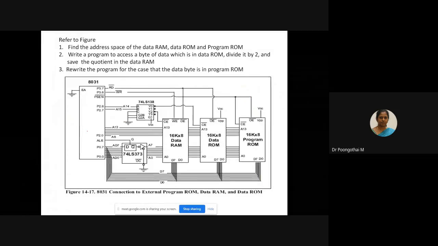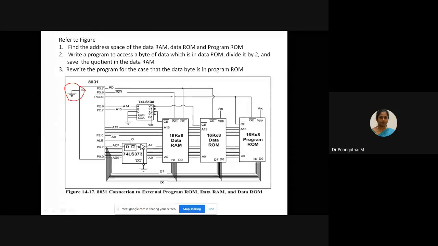This is a very important problem, so it may be asked in your final exam for 11 marks. Listen carefully. This structure is the 8031 memory interfacing, that is, connection to external program ROM. Here we have program ROM, data RAM and data ROM. Please look at the connections. Here EA is grounded.